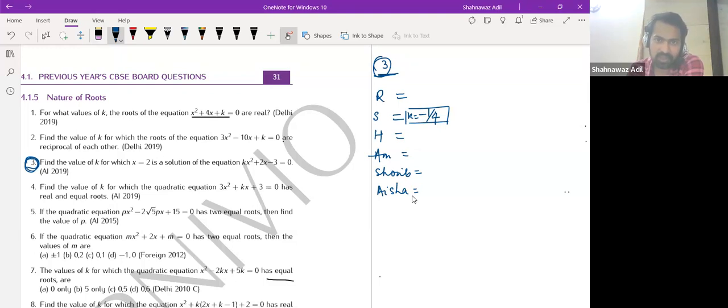Remember, this is a different question. We have to use the polynomial part. In the polynomials, we have done this kind of problem.